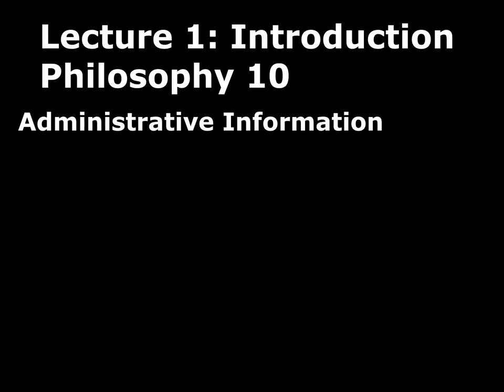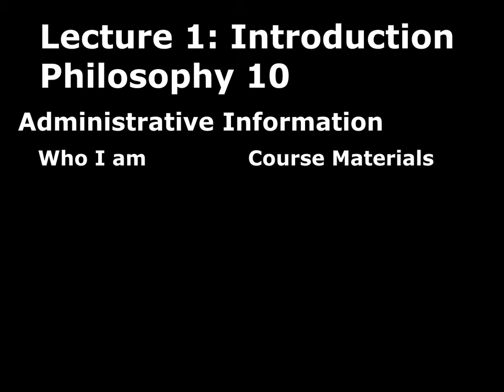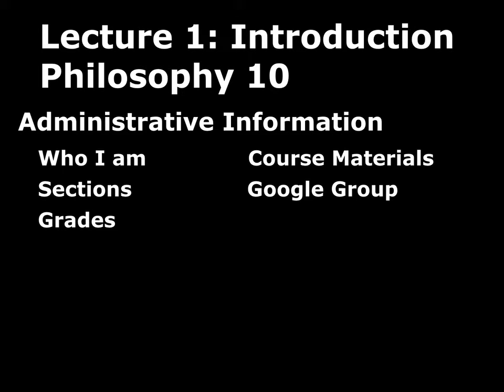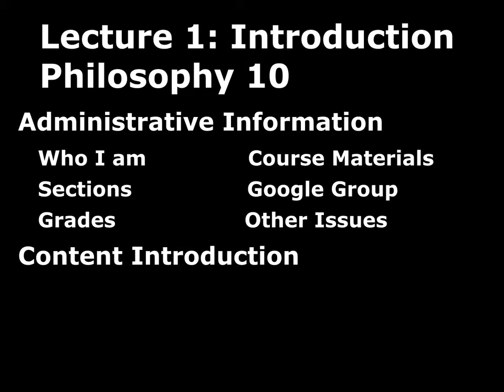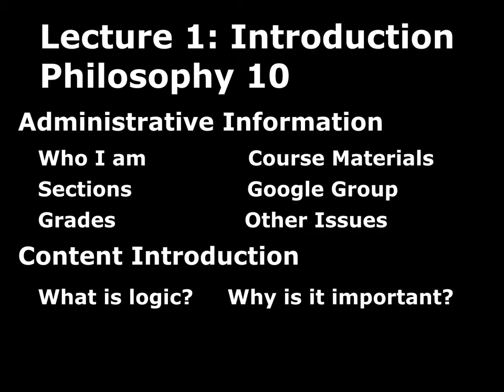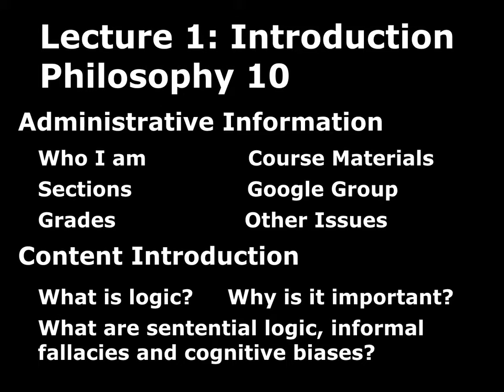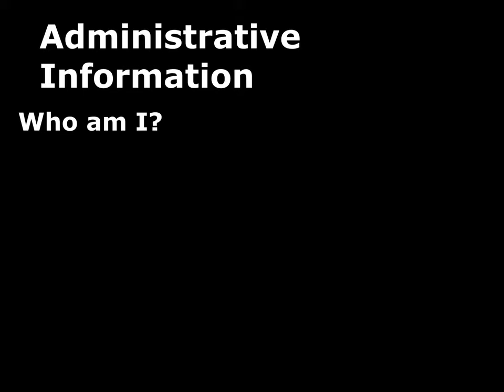So what will I be talking about today? I'll be discussing administrative information, which includes who I am, the course materials, discussion sections, the Google group for the course, how grades will be done, and some other issues. Then I'll do a brief content introduction, and this will be basically what is logic, why is it important, then discussing the three things that we'll be talking about in the course specifically: sentential logic, informal fallacies, and cognitive biases. So first off, administrative information.